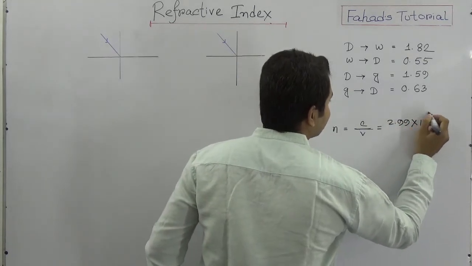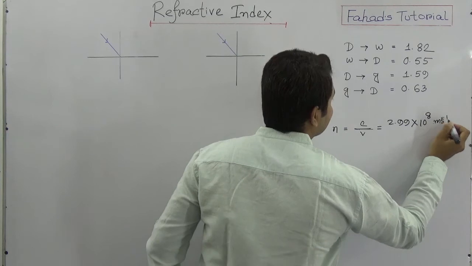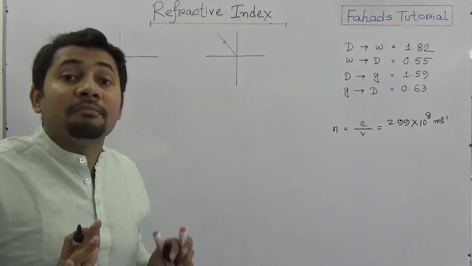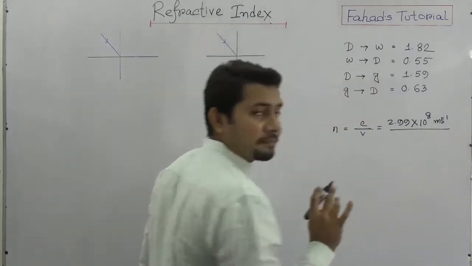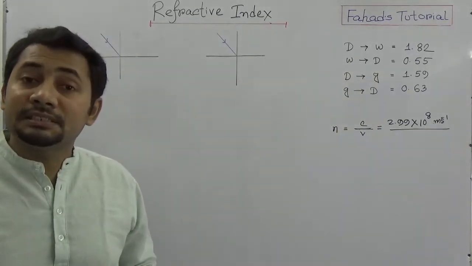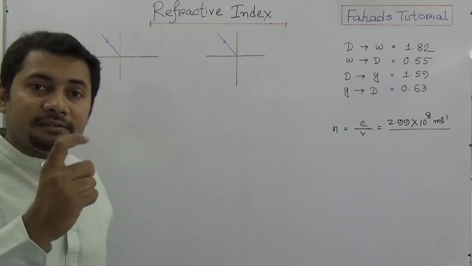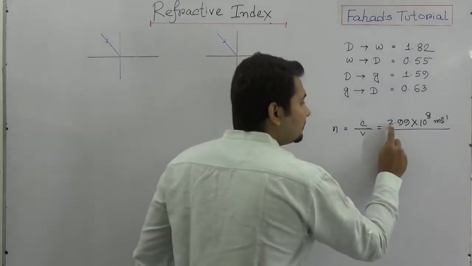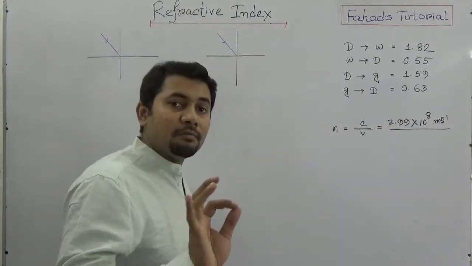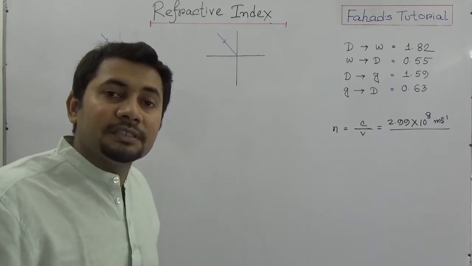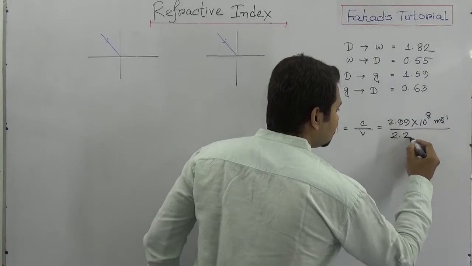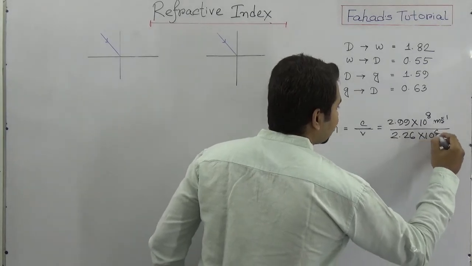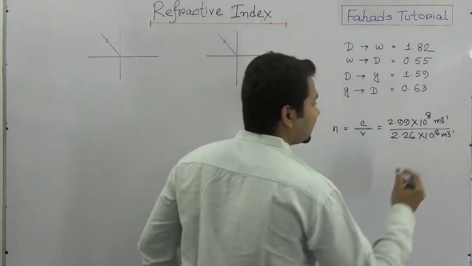at 2.99 times 10 to the power 8 meter per second speed, which is the maximum. But when we consider any medium, the velocity is less than this value. Think about water. What is the velocity of light in water? It is 2.26 times 10 to the power 8 meter per second.